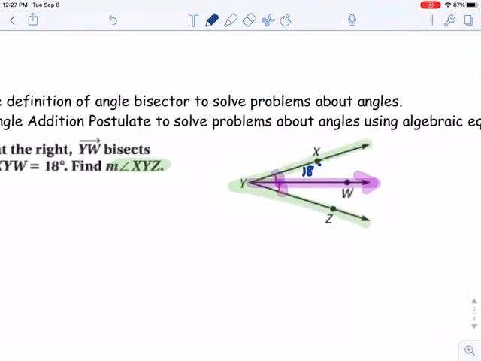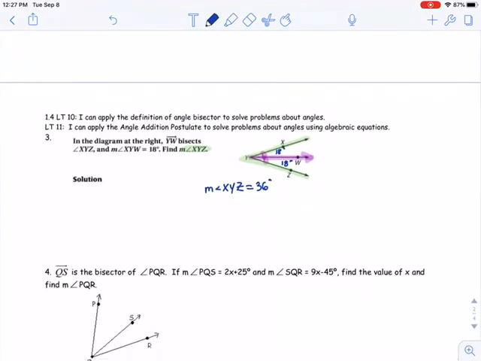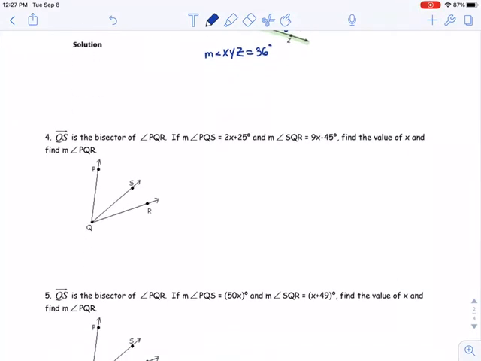So a couple ways to think about it. If half of it's 18, the other half is 18. So the measure is going to be 36 degrees. Okay, nice. All right, now let's start to incorporate some algebra in here.